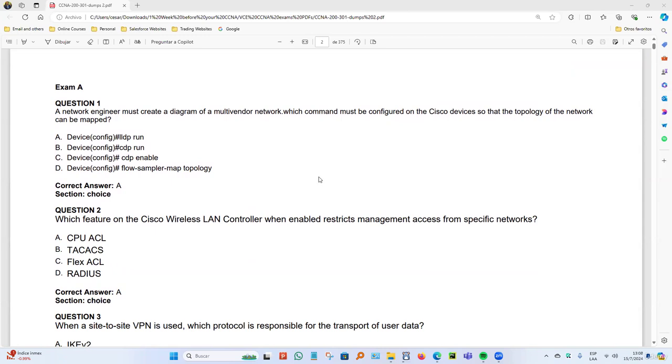Question one. A network engineer must create a diagram of a multi-vendor network. Which command must be configured on the Cisco devices so that the topology of the network can be mapped? So the answer for this one is LLDP run. That is the correct one, in case we are trying to do multi-vendor.